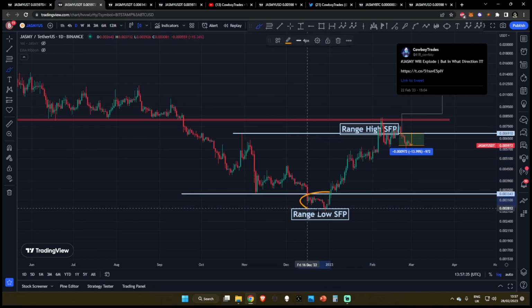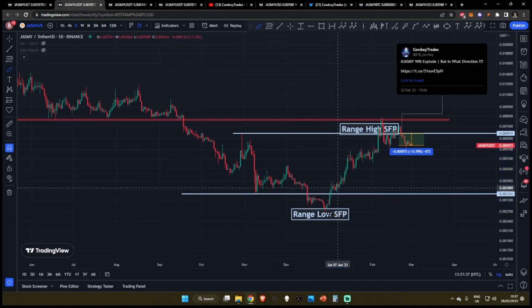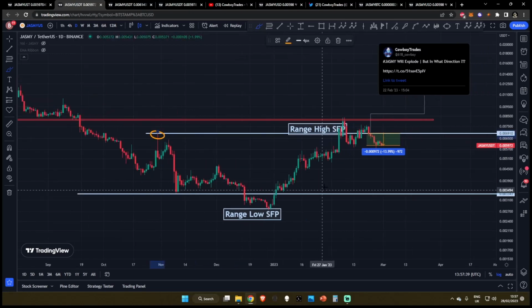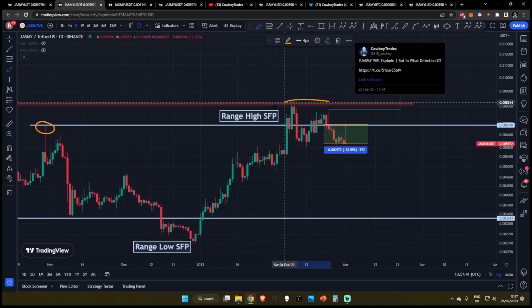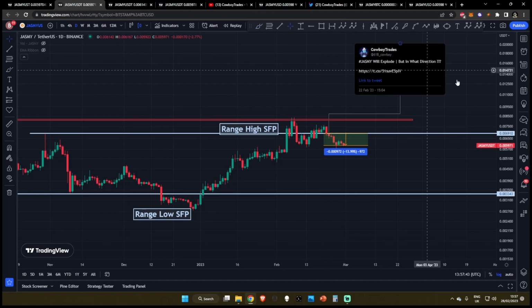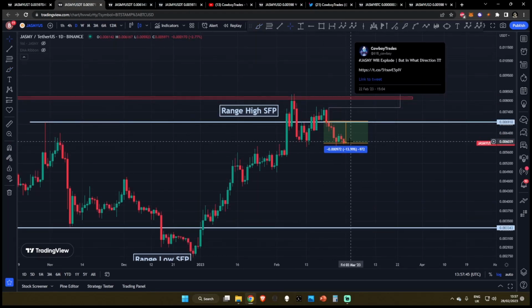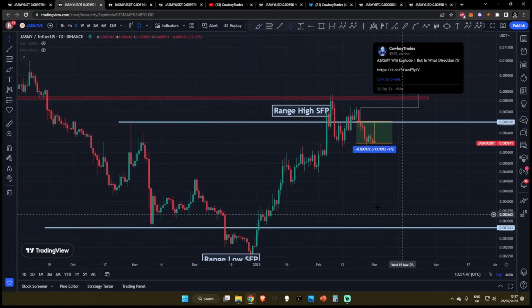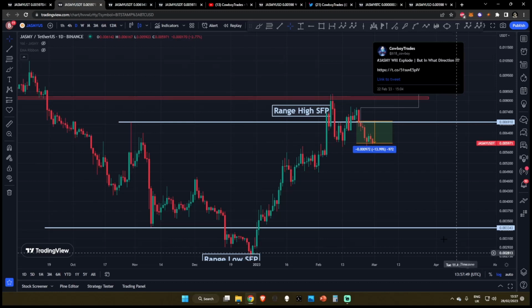The range lows, we had a SFP pattern and move back up, and over here you can see the range highs, and we had a range high SFP pattern, a swing failure pattern, moved above this range and then very quickly moved back into the range. So once again, we're still trading in this higher time frame range. The top of this is round about 6.9 cent, the bottom of this is at 3.3 cent.